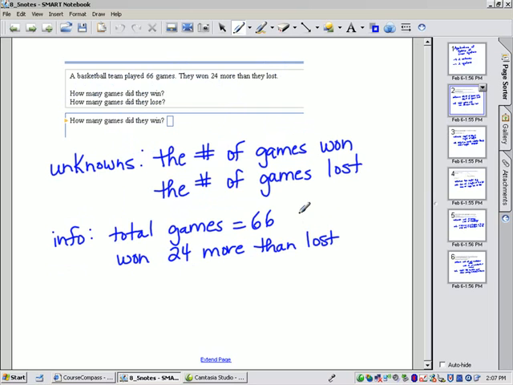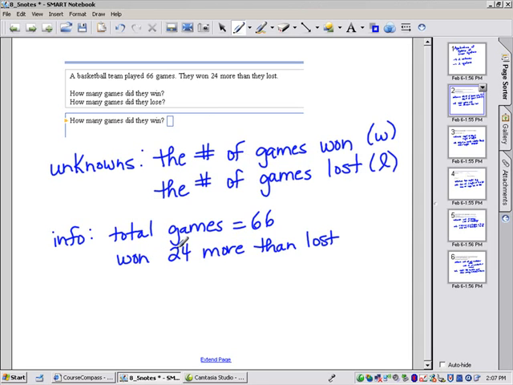The first problem says a basketball team played 66 games, then won 24 more than they lost, and we need to find how many games did they win and how many games did they lose. So there are two unknowns in the problem, that is the number of games won and the number of games lost. And so we can set up a variable to represent those. If you want W to be our wins and L to be our losses.